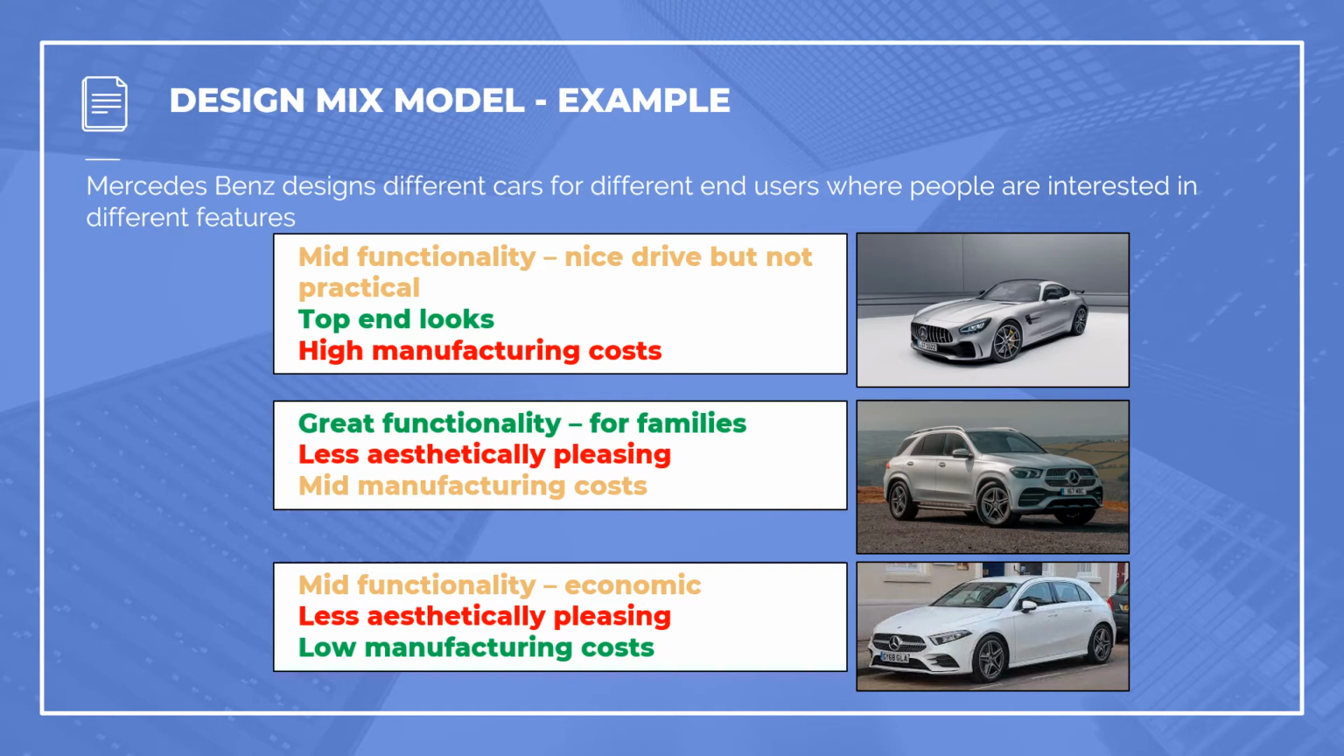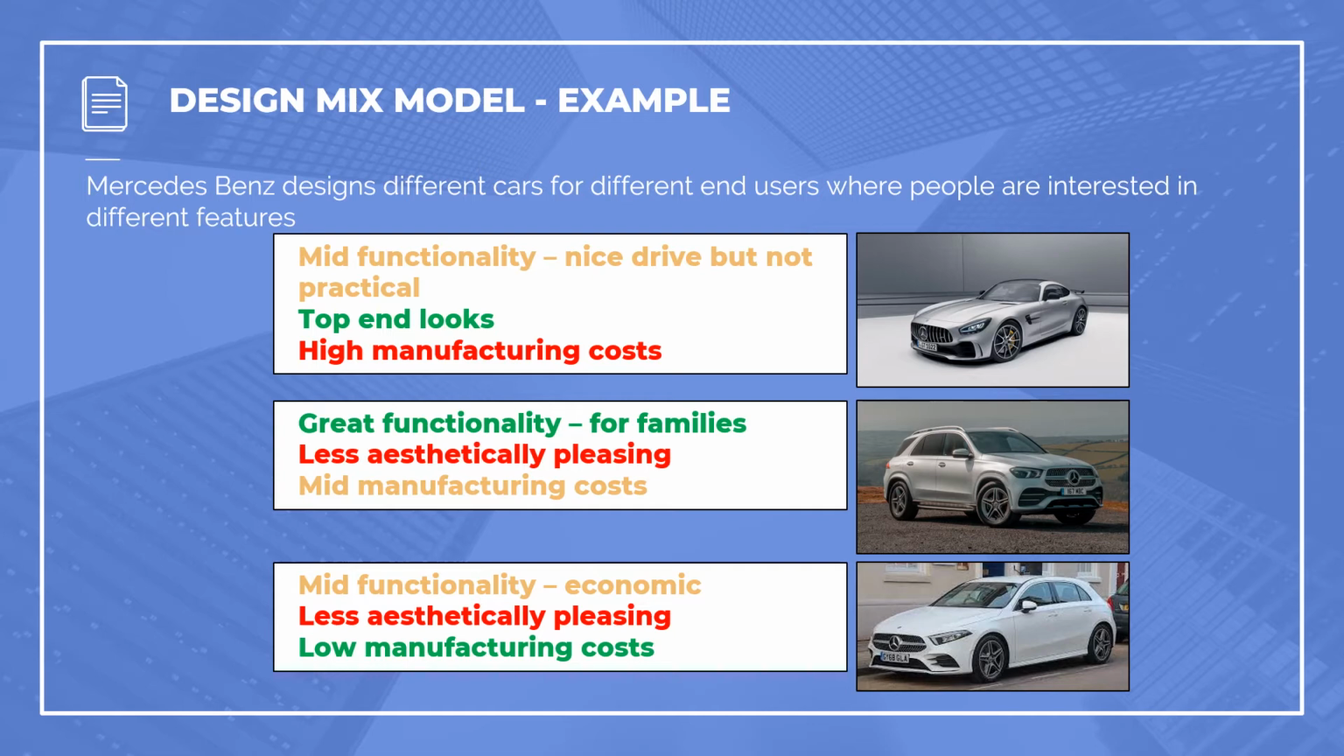Now, with the middle one, this is a very practical car because it's got high doors where you can easily get in and out. You can put car seats in. You've got a lot of storage space. You've got a lot of room for multiple people. So this would be really useful for families. It is a little bit less aesthetically pleasing.